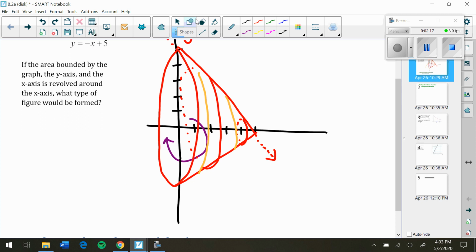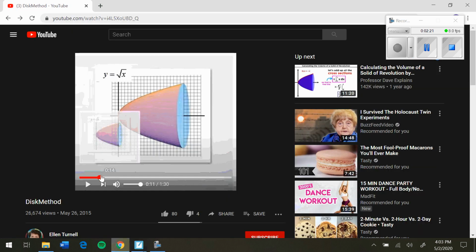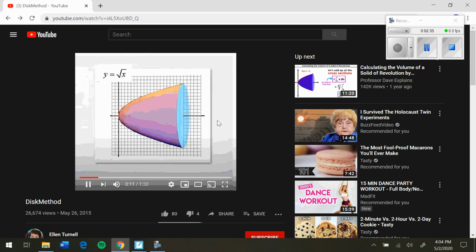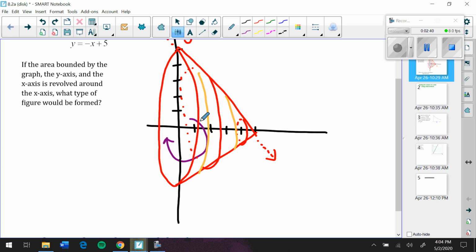That's not really important. If that was not a very good visual, let me just quick go here, and I'm going to show you another. It's not the same graph, but it gets the idea across. So we've got the square root of x rotated around the x-axis, and that was just to see the shape. If I took it and made a three-dimensional thing, I'd have this kind of curved cone figure. Okay, back to our problem.